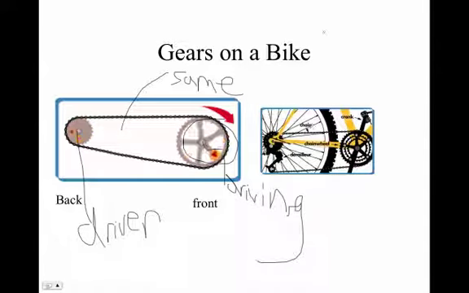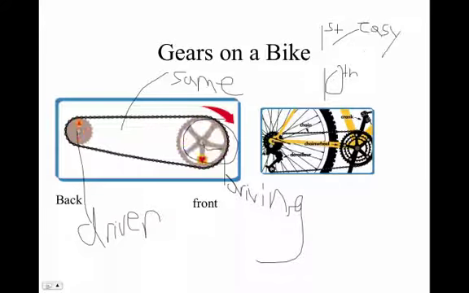Now let's talk about gears on a bike. First gear on a bike versus, say, a high gear like a 10th gear. First gear versus 10th gear. First gear, what do we know? It's easy to pedal. We usually use it to go up hills. 10th gear on a bike, however, it's hard to pedal at first, but once we get going, we can get lots of speed.